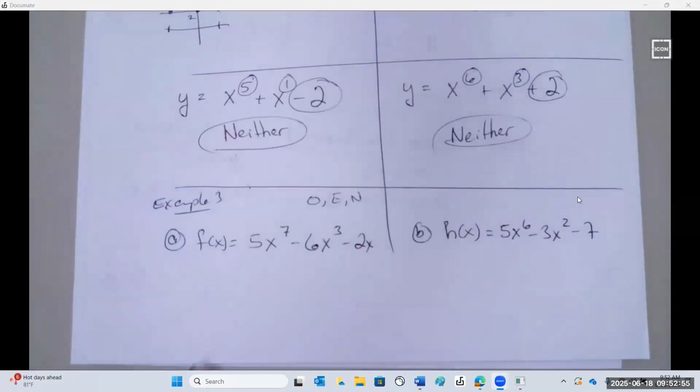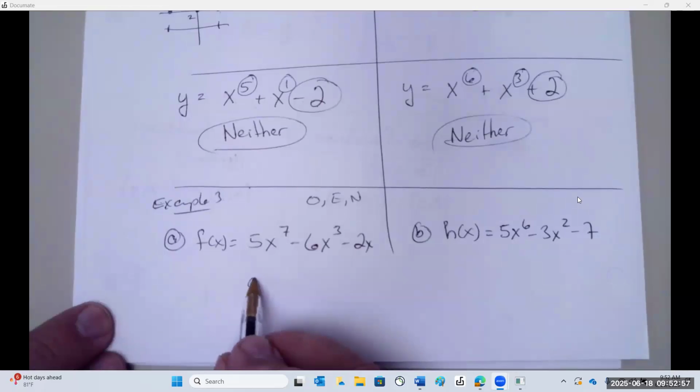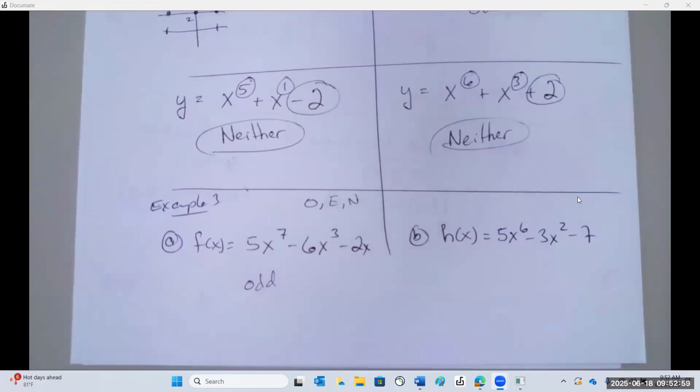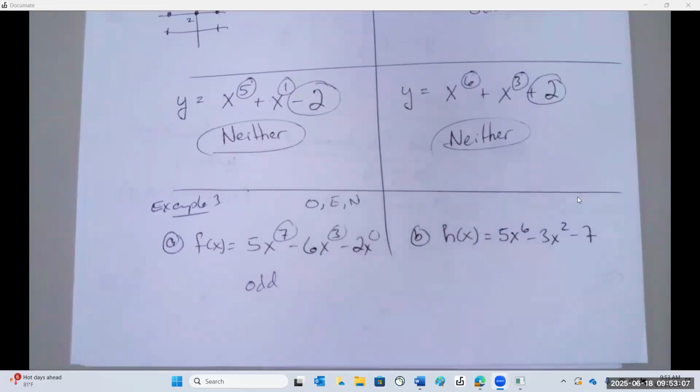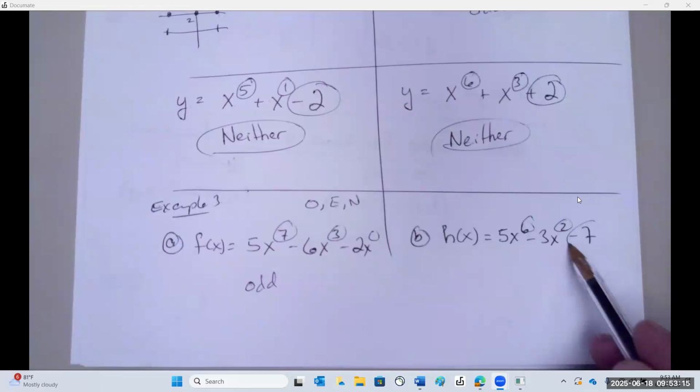So what's the first one? Odd. Why is it odd? All the powers are odd. What about this one? It's even because the powers are even and we have a constant.